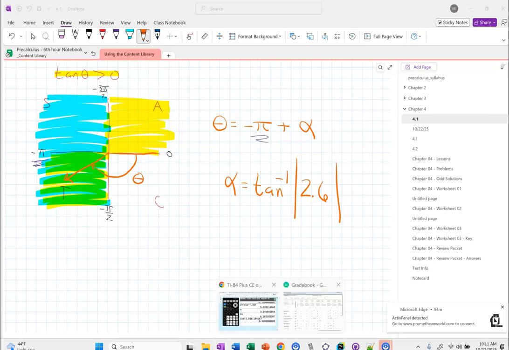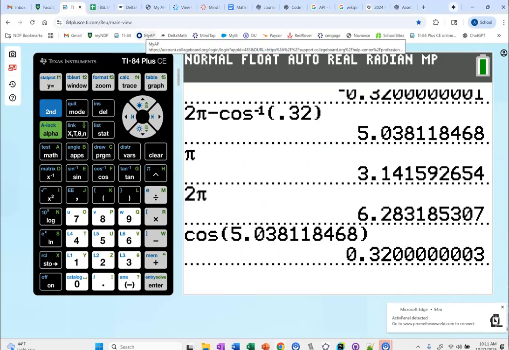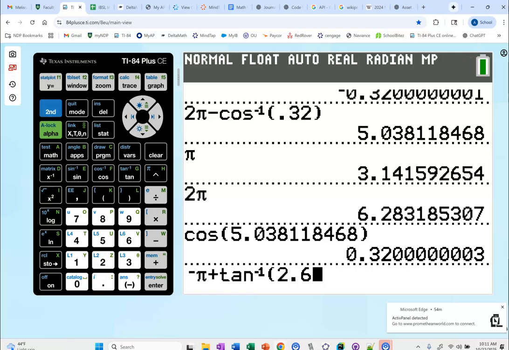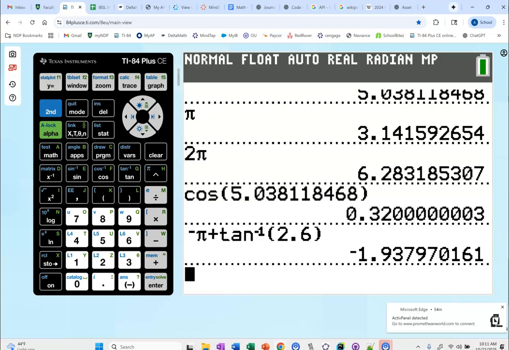All right, let's get this up. So we have -pi plus tan inverse 2.6. So I have -1.94 as my answer.